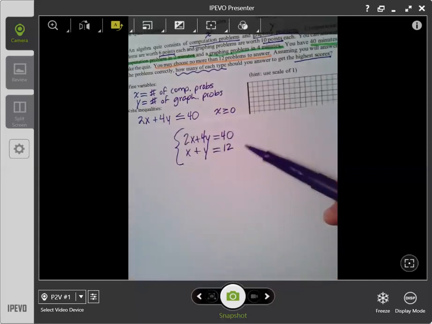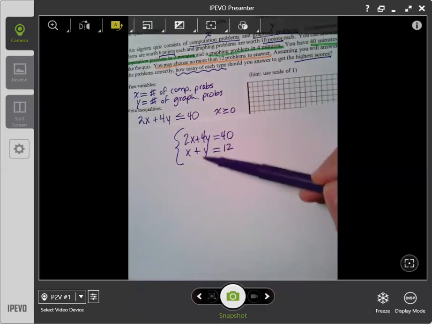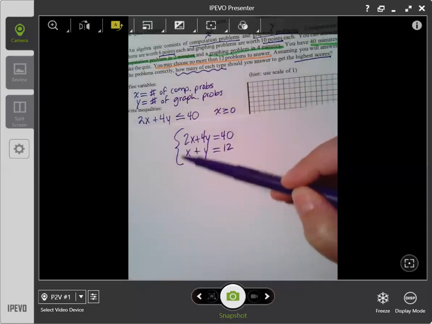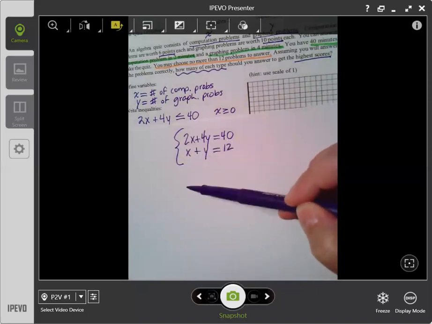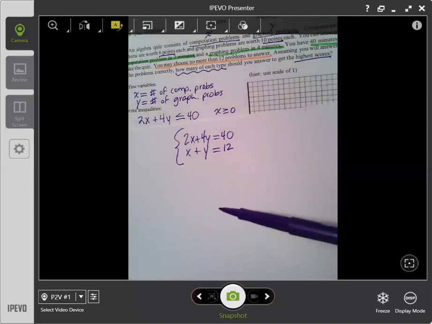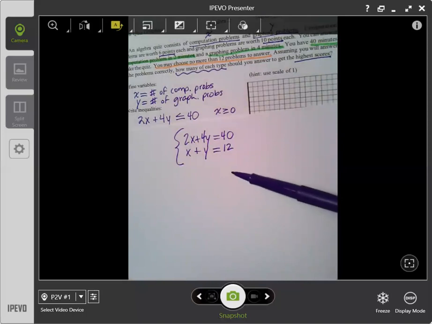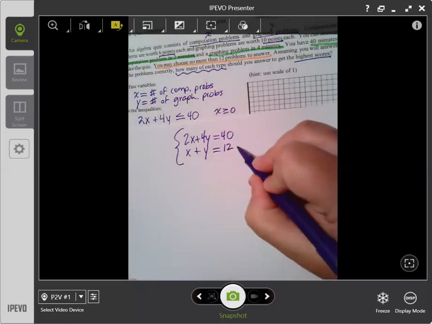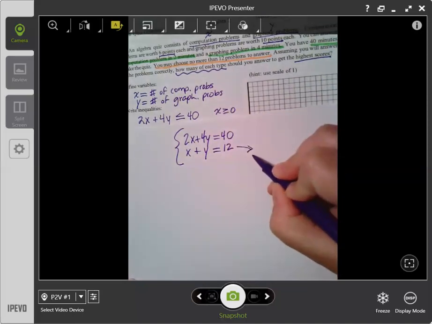Elimination is where you make the coefficients of either both of the y's or both of the x's opposite numbers so that when you add them top to bottom, it cancels out. That's elimination. Substitution is where you take one of the equations and get one of the variables alone and then plug it into the other one. I think I'll do that this time. This would be a good one, honestly, for either way.